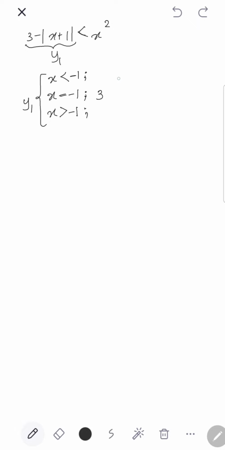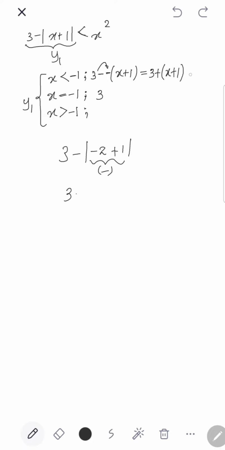When x is less than minus 1, so consider a value minus 2, then substitute minus 2 for x inside the modulus bracket. So it is clear we get a negative answer inside the modulus bracket. Then it should be 3 minus, we get a negative answer inside the modulus bracket. So take that minus sign out. Minus into minus, when we multiply we get plus. Then it is 3 plus x plus 1. Now simplify this. The equation is y1 equals x plus 4.